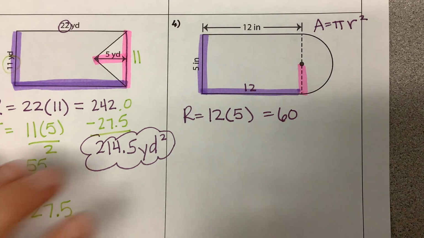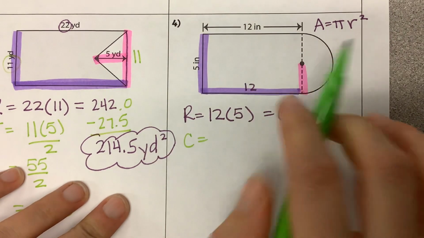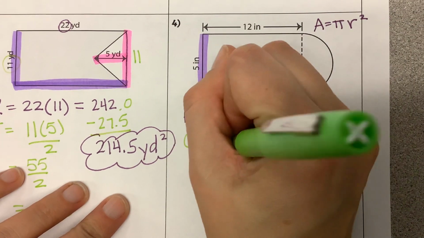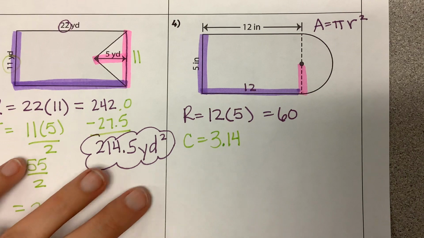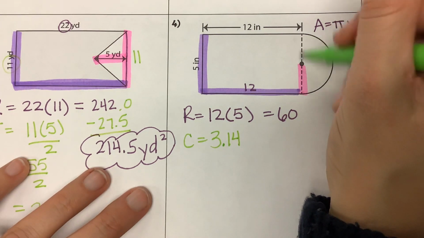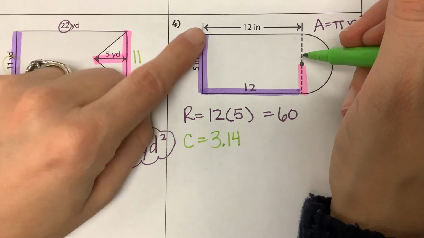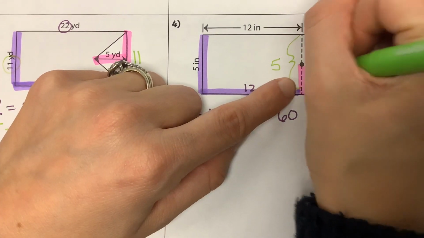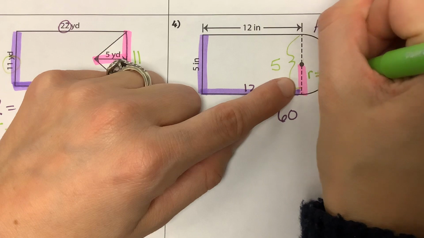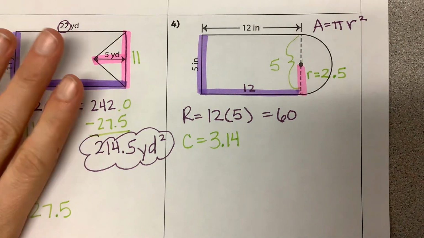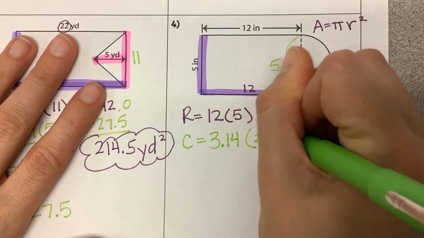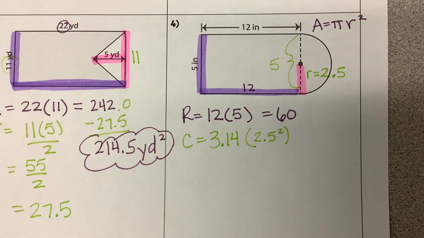Now for our circle, as we said, it's pi r squared. So we know it's 3.14 times our radius. Well, we don't have a measure right here, but we know that the entire length on the other side is 5, which means that our radius is half of that, or 2.5. So we're doing 3.14 times our radius of 2.5 squared. So I'm plugging that into my calculator.